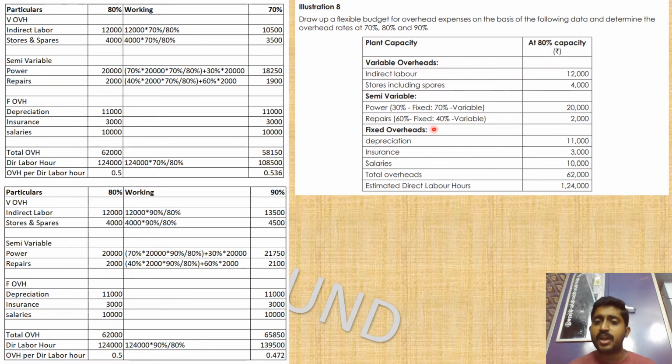Now we are going to our last topic of discussion for this problem, which is the fixed overhead. Fixed overheads will be constant irrespective of the units of production. For example, depreciation of the machinery is going to happen, and that is going to be constant for the comparative levels of activity. Insurance premium, what you pay for insuring the asset, is also going to be constant, and they have given it as fixed.